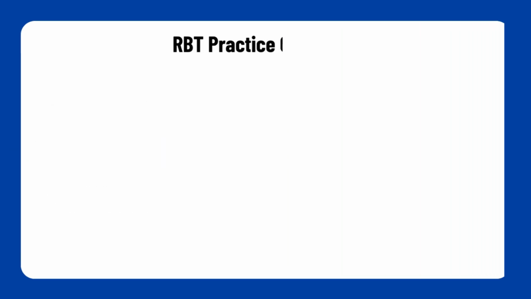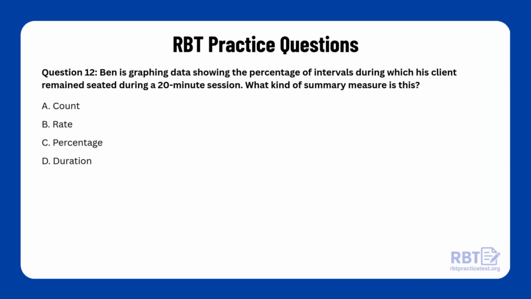Question number 12. Ben is graphing data showing the percentage of intervals during which his client remained seated during a 20-minute session. What kind of summary measure is this? A. Count. B. Rate. C. Percentage. D. Duration. The correct answer is C.